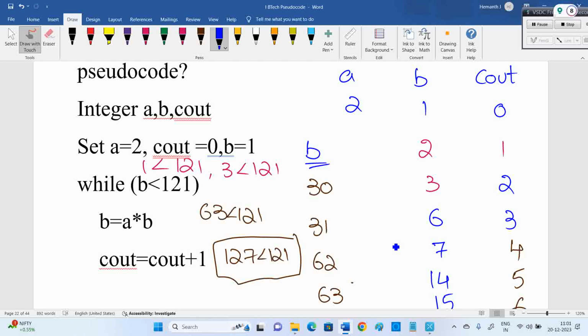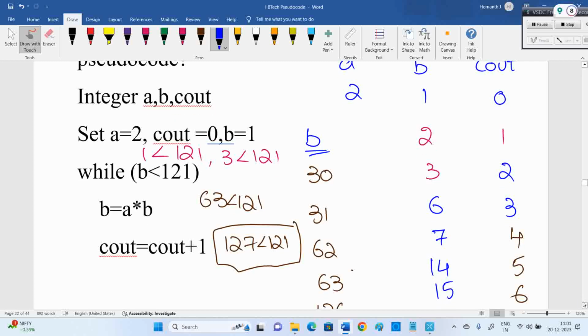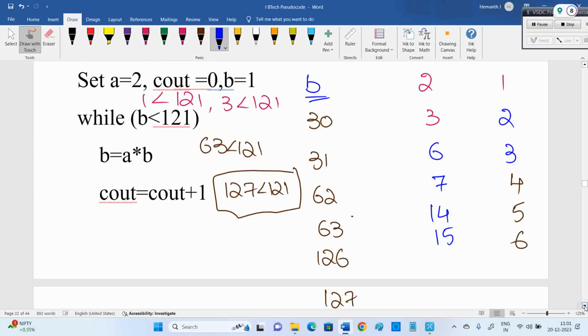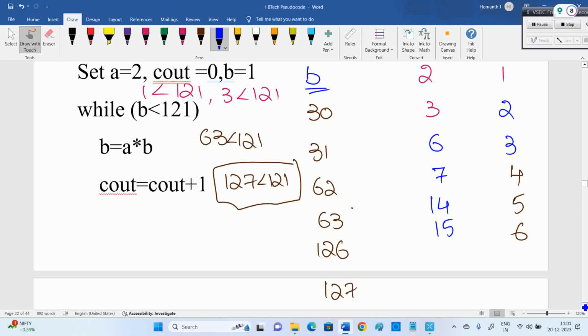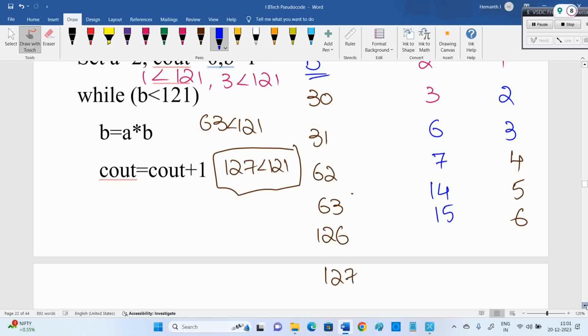So the simple point is that I hope you understand this question step by step. Why C became 6? What is this B value? When did we stop? Any doubt in this? So we'll go for the next one. Yeah. See the next question.